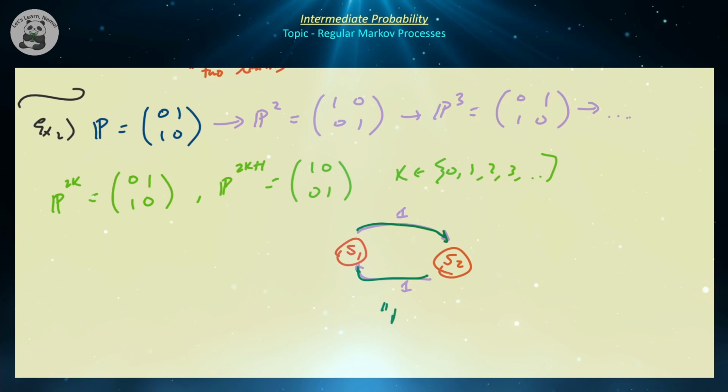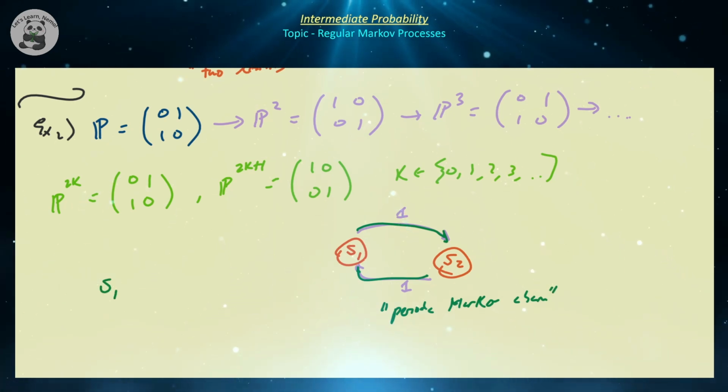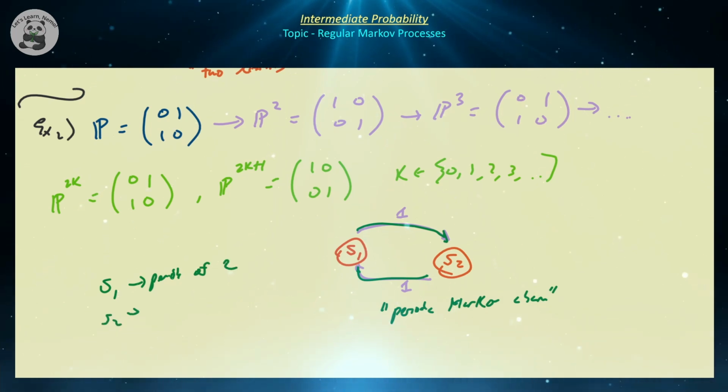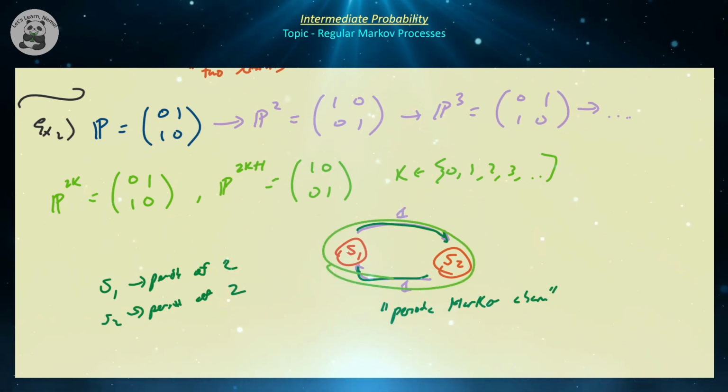This is usually what we refer to as a periodic Markov chain, right? Here, S1 has a period of 2, and S2 also has a period of 2. So if you look at all of the objects in this little set or class, every element in that set has a period of 2, so that's a nice little periodic Markov chain.